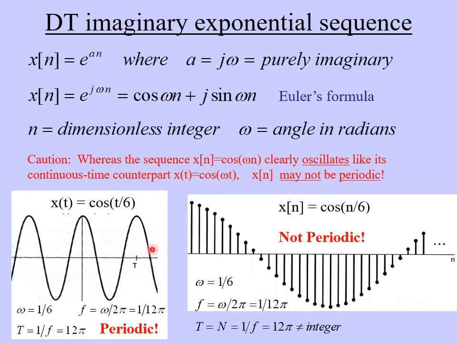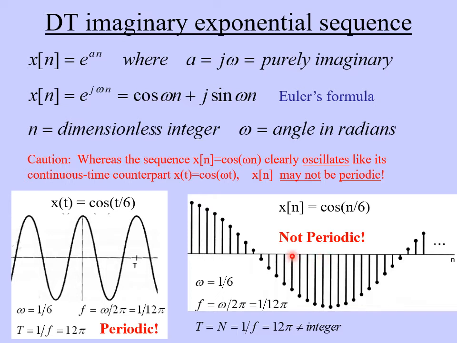However, let's take a look at x of n equal to cosine of n over 6. Notice this is the discrete time version of this. We're just replacing the t over here with an n. Well, if we plot it, it looks like a cosine function. It goes up and down and up and down. However, it's not periodic. It doesn't exactly repeat itself.